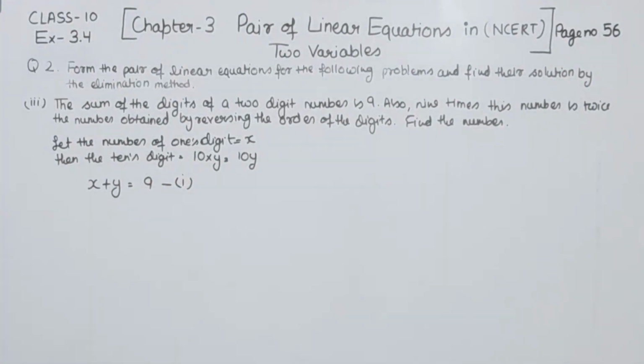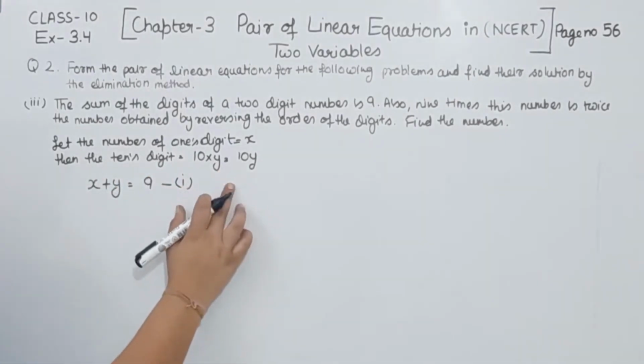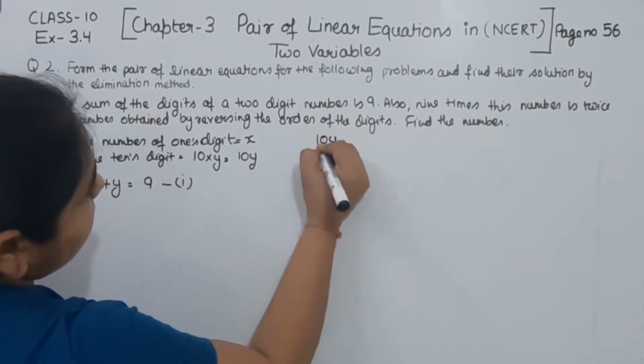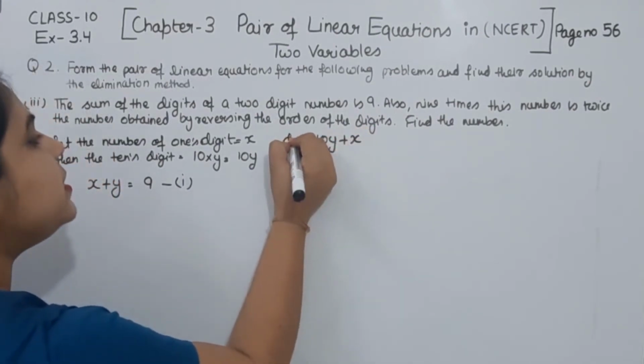This one we are having is equation number 1. Now 9 times the number is twice the number obtained by reversing the order of the digit. So now we have to reverse the order of the digit. Now the digit we are having is this one. The number will be 10y plus x.